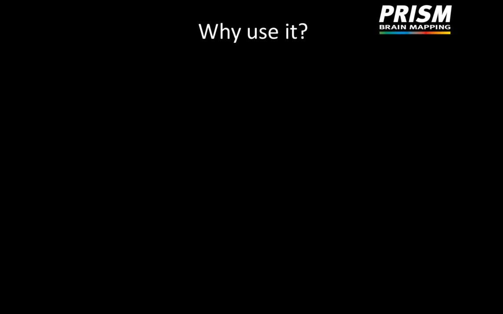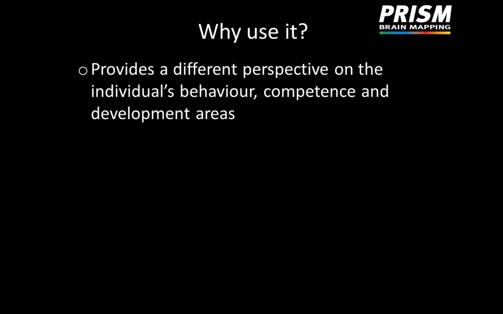PRISM 360-degree feedback is a process whereby an individual, the candidate, receives feedback from the people who work around them and know something about them, the observers. This can include the manager, direct reports, peers, and in some cases customers or clients. These are called the observer groups. In fact, anybody who is familiar with their work can be included in the feedback process. The PRISM 360 process is in addition to the candidate completing their own PRISM professional self-assessment.